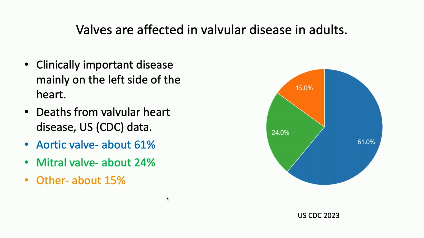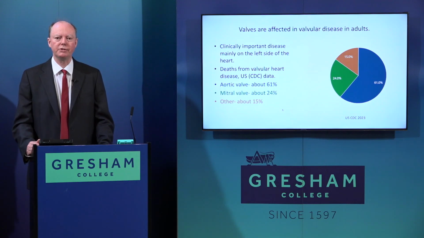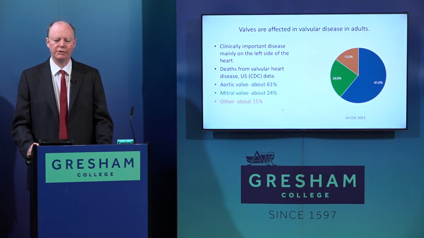Now, valves can do one of two things. They can be too narrow, and that means that blood can't flow properly across them, or they can have a regurgitation, which means that they are slightly open or floppy, meaning that blood can flow backwards. And sometimes they can, in fact, be both of those. Now, all four valves can, in principle, be either stenosed, narrow, or regurgitant, allowing blood to flow backwards through them.